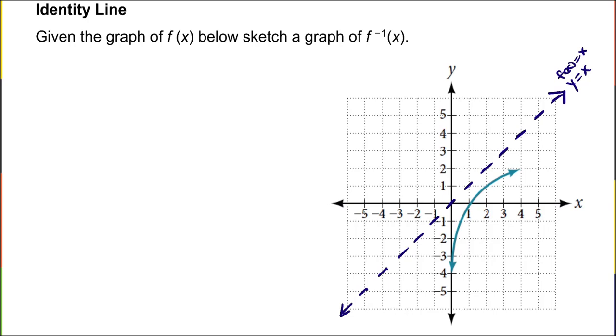Okay, so for the inverse, what you can do is you can figure out a couple of the points that are on the curve over here. So I've got the point 1, 0. I've got the point 2, 1. And this looks like the point 1/2, negative 1.